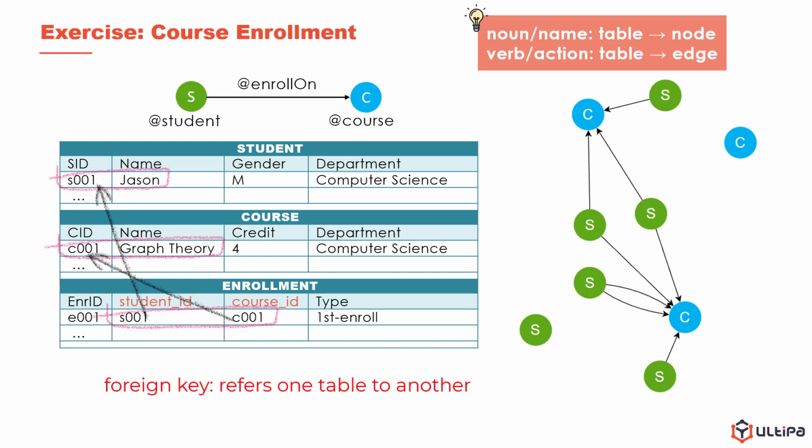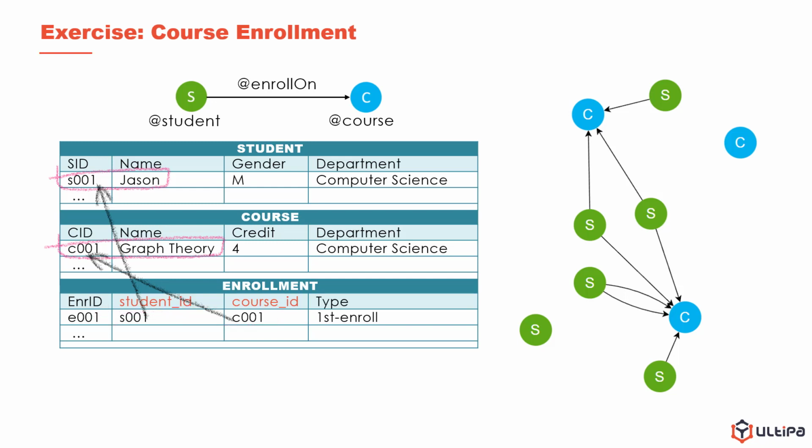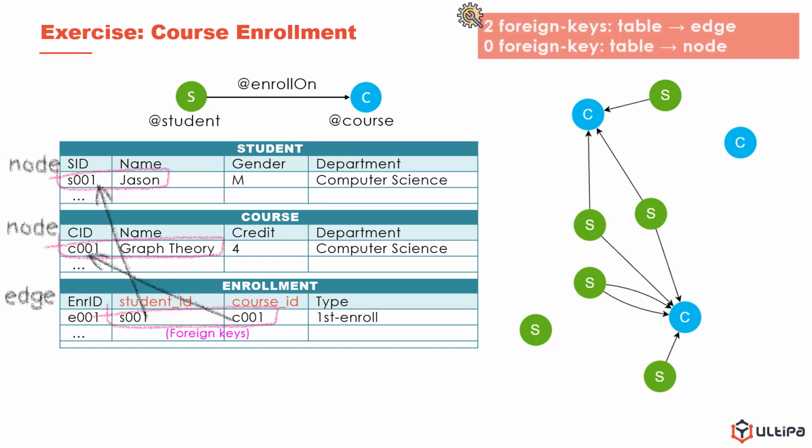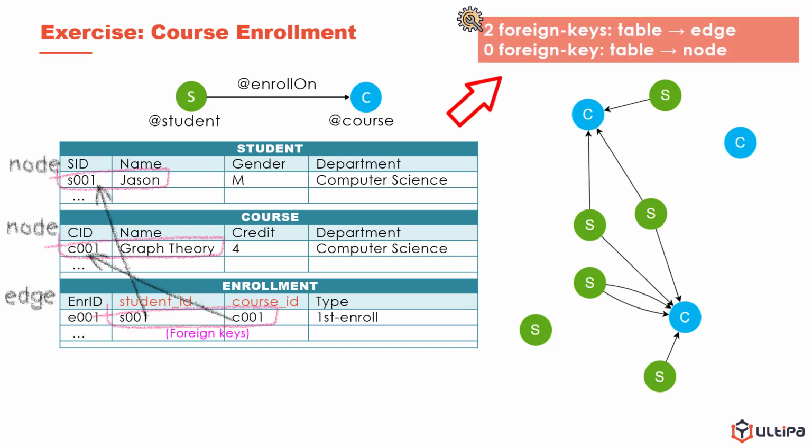A data field that refers to another table from its table is called foreign key. In the enrollment table, the student ID and the course ID are both foreign keys. If a table has two foreign keys that refer to other tables, then the table is edge. If the table has no foreign key, then the table is node. You may ask, this technical approach doesn't cover all the cases. What if the table has one foreign key, or has three foreign keys, or even more?